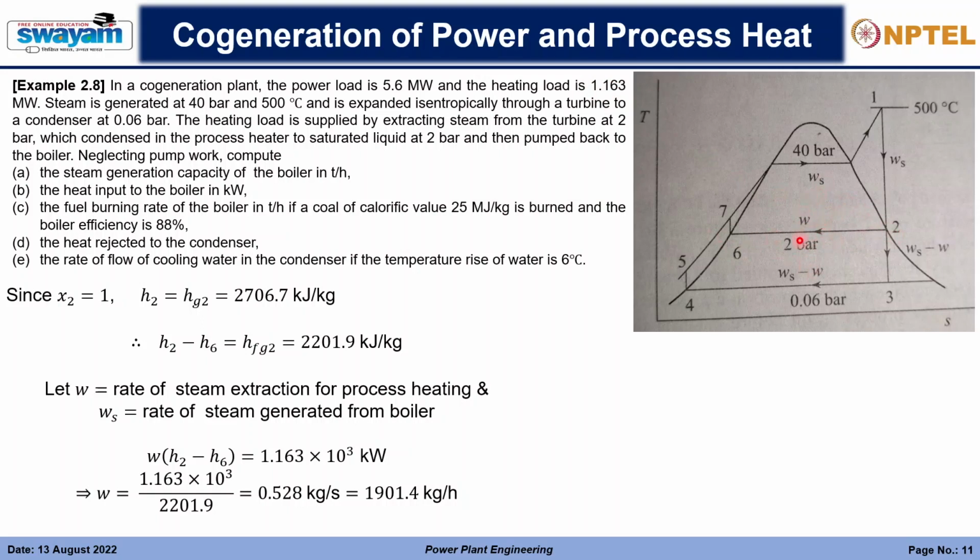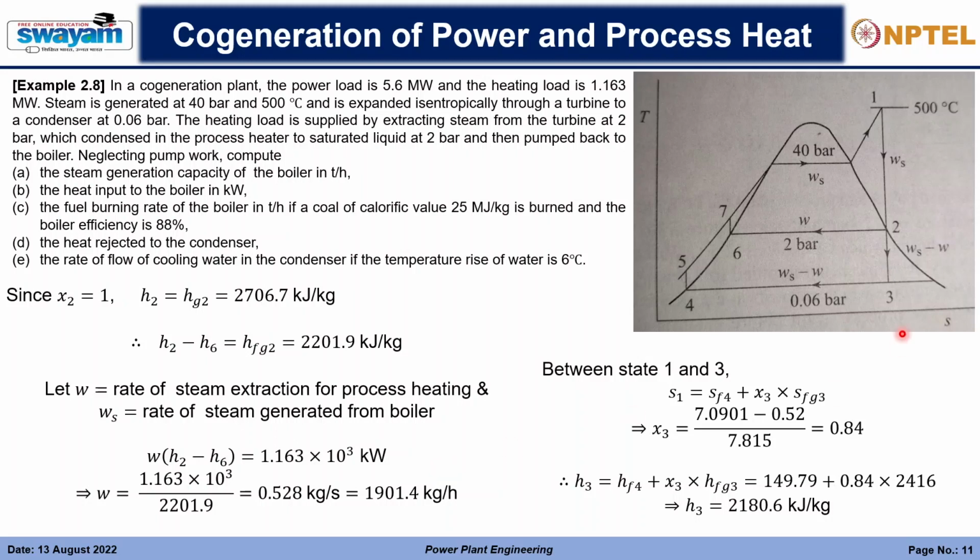So can we derive W? Yes. We know the formula: W into (h2 minus h6) should be the total heating load. From that we get W, which is the rate at which steam is extracted from the pass-out turbine for the process heat treatment. That is this much kg per hour. So first we solved for W.